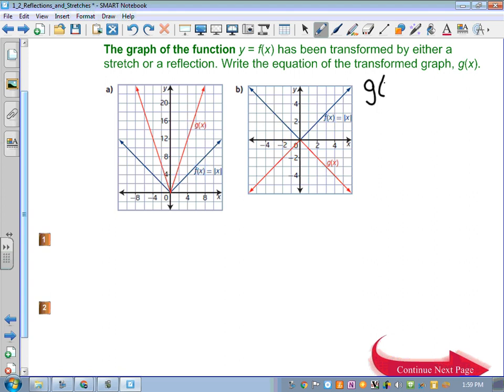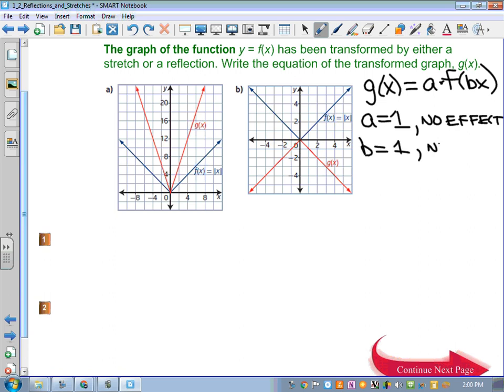We want to describe g of x as a times f of bx. Now, some of these might be trivial, and when I say trivial, if a is equal to positive 1, there's no effect, because multiplying by positive 1 does nothing. And if b is equal to positive 1, there's no effect. That's really important, because a and b are ultimately coefficients, they might not be written. In fact, they're not going to be written if they're 1.